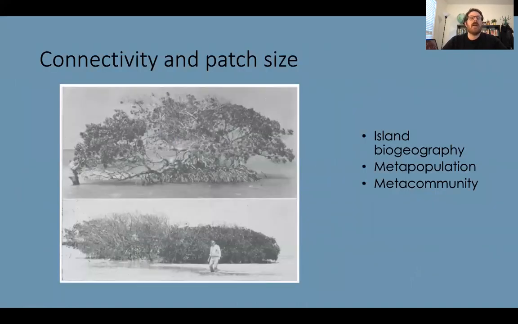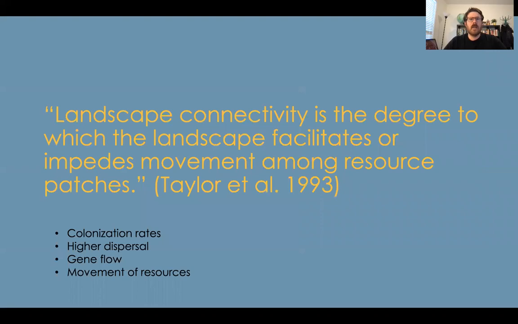So connectivity and patch size are important landscape characteristics that influence species abundances and diversity. These landscape characteristics are principal components of ecological theories such as island biogeography, metapopulation theory, and metacommunity theory. More connected habitats typically have higher dispersal and colonization rates, which leads to greater species persistence, gene flow, and movement of energy within a landscape.